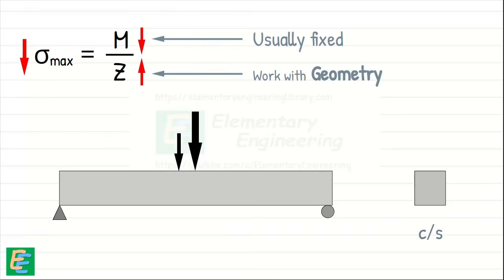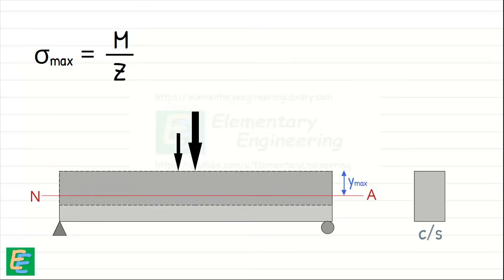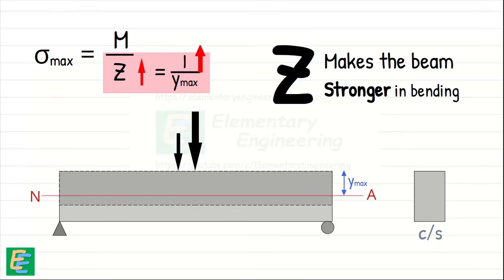We can increase the depth of the beam. This increases the distance of the material from the neutral axis. And when material is placed further from the neutral axis, the moment of inertia increases significantly. This increases section modulus. A larger section modulus makes a beam stronger in bending. This is why deeper beams are stronger.